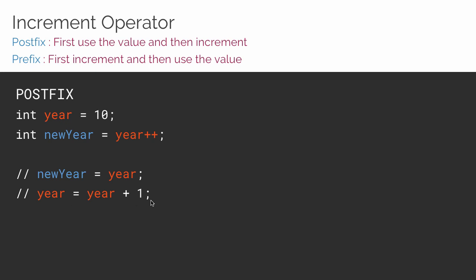If I print out the values of year and also the newYear variable, I will get this output: newYear is 10 and then year is 11. Just because newYear is getting the older value. And after that, since we are updating the value of year by 1, here we get year equal to 11.